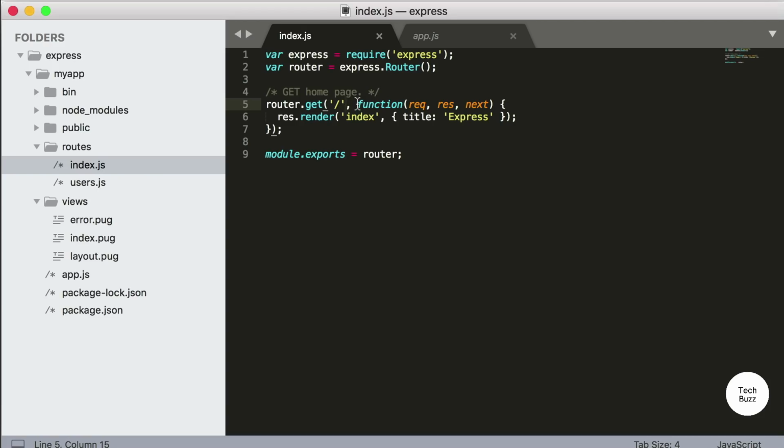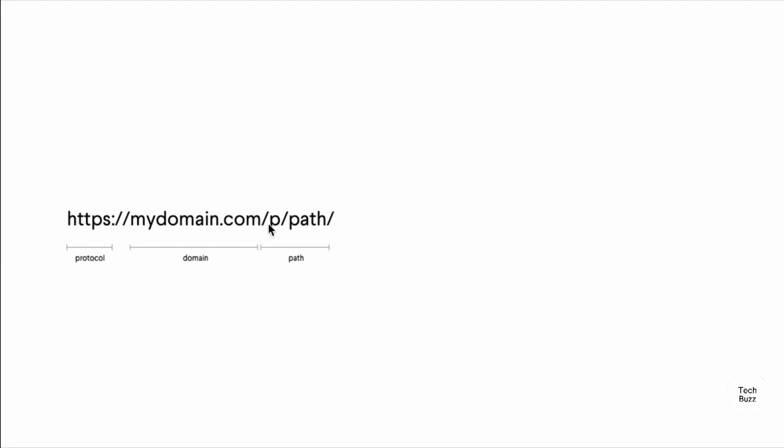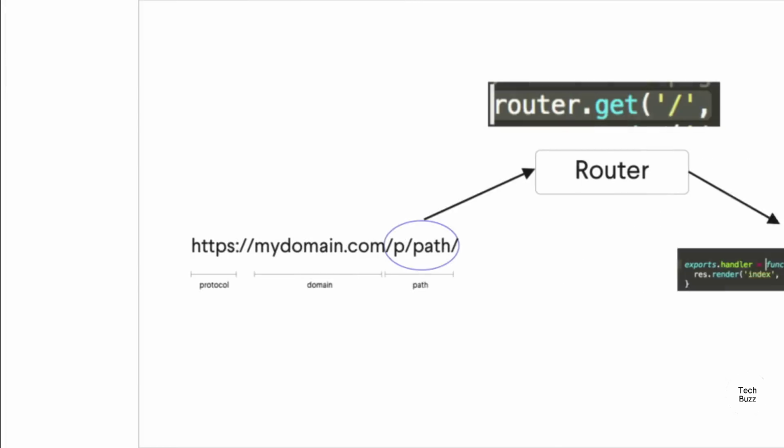And then finally there is a handler that gets called if a path is matched. To look at it more closely, if this is our URL, the first section defines the protocol being used, and the second one is the domain. And then finally, after the slash here, we have a path component.